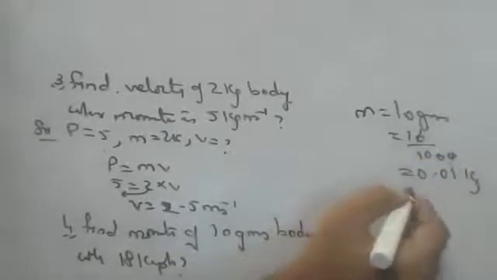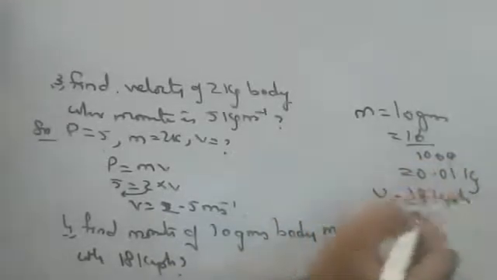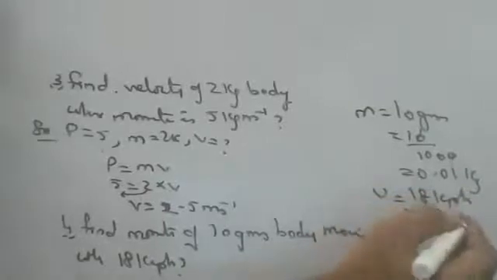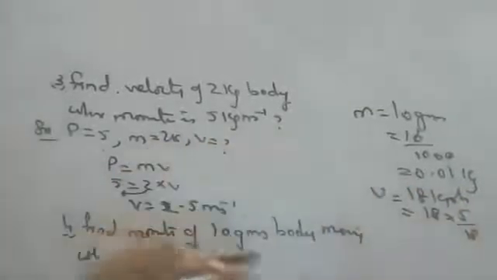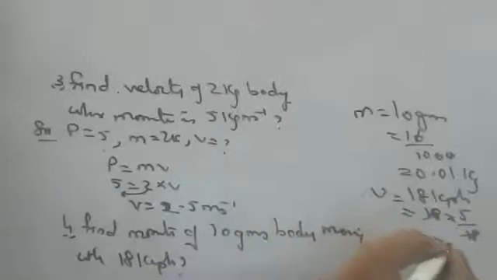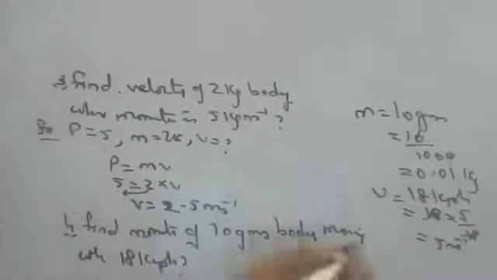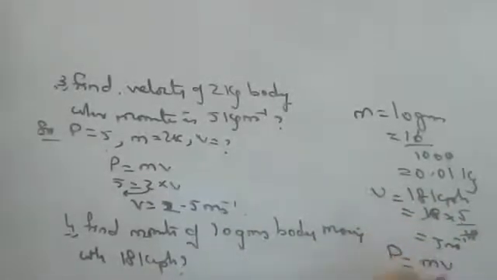And velocity is how much I gave? 18 kmph. If you want to convert kmph to meter per second, you should multiply kmph by 5 by 18. So 5 meter per second. Now momentum is equal to mass into velocity.